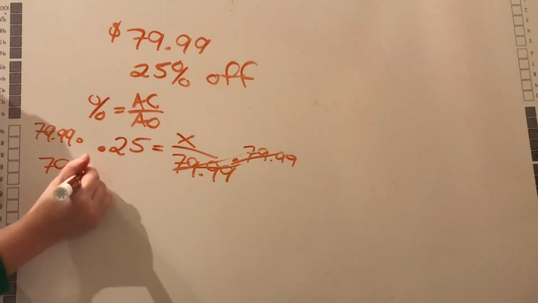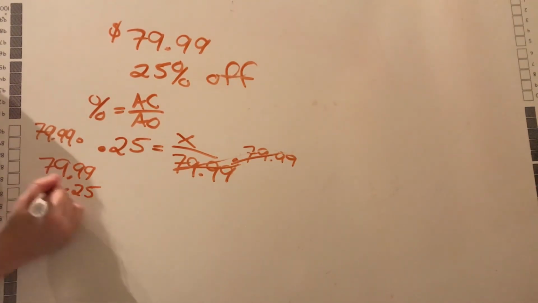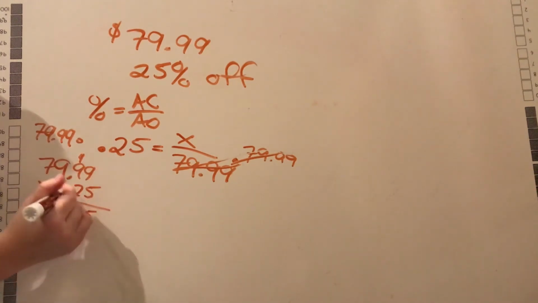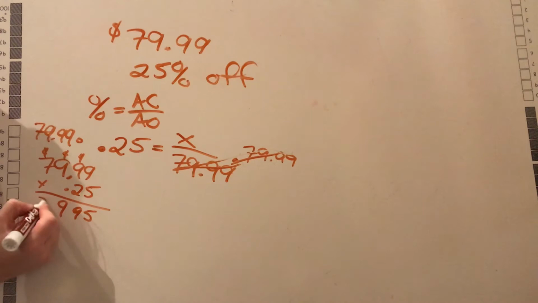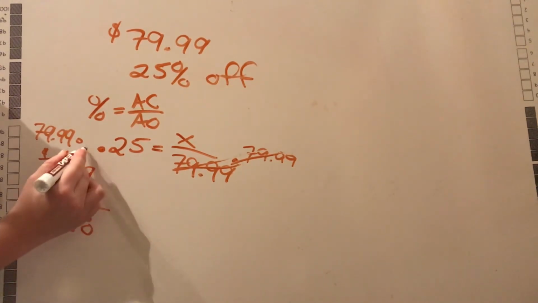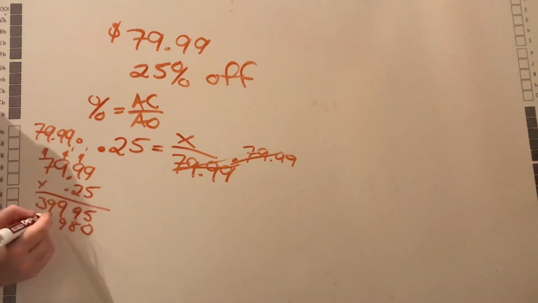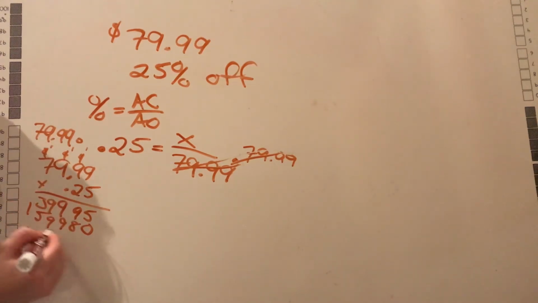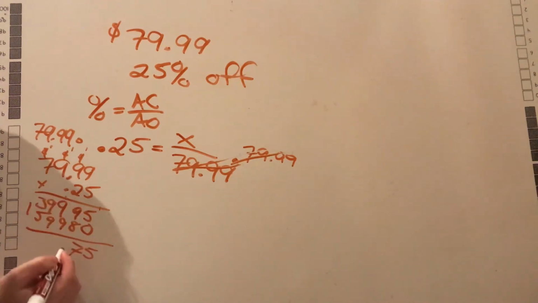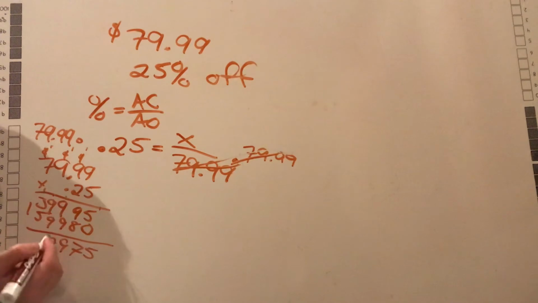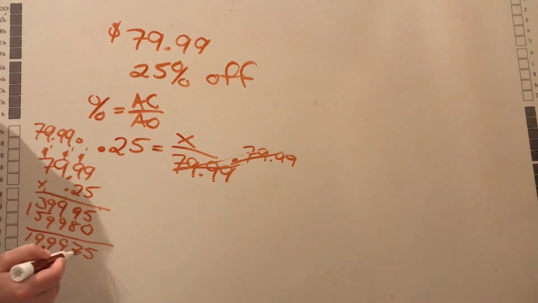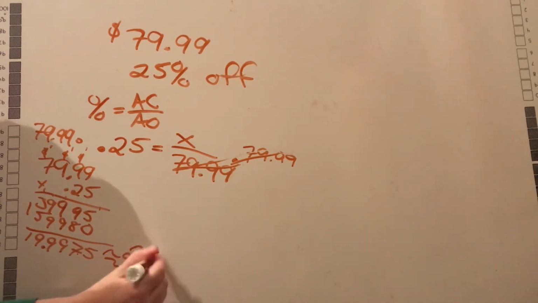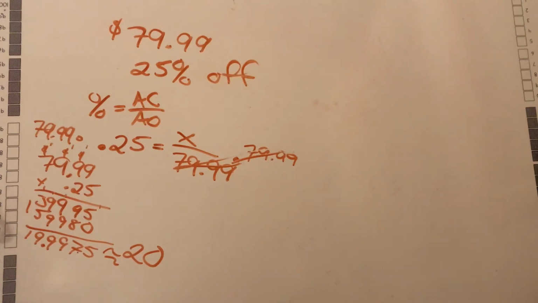So we have 79.99, which is 0.25. 5 times 9 is 45. 9 times 5 is 45 plus 4. Same thing. 5 times 7 is 35, so that's 39. 2 times 7 is 14, plus 1 is 15. Add those all together, and we're going over 4 decimal places. So it looks like it's going to be about 20 amount of change. So $20 is going to be the amount of change.